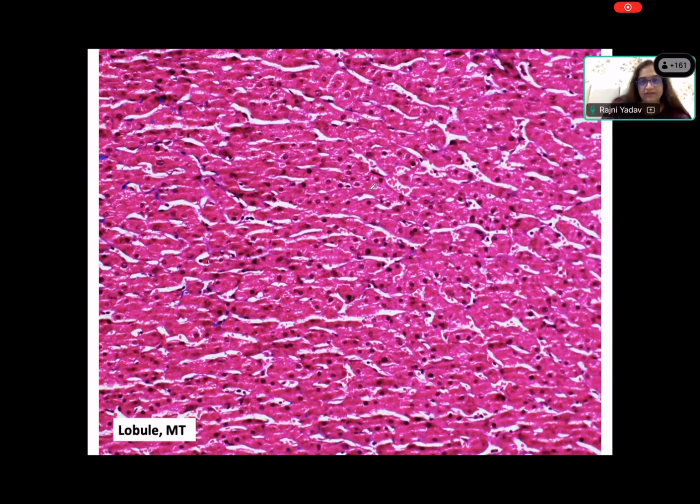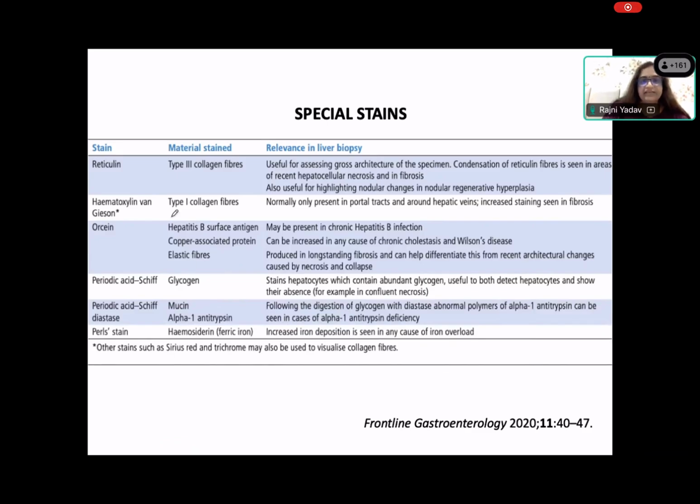Now that's the lobule in the Masson's trichrome stain. So see, normally you don't have any blue color. So these are the red cords of the hepatocytes, and they're lined by the endothelium, but you don't have any fibrosis. So the special stains I was telling you about, so the reticulin.